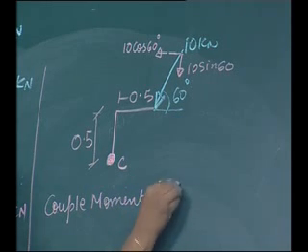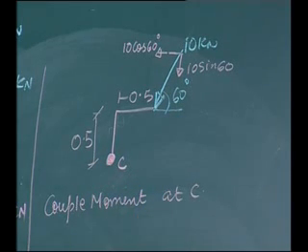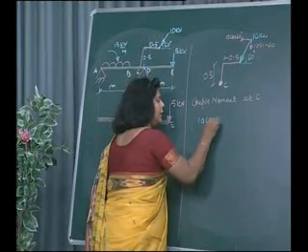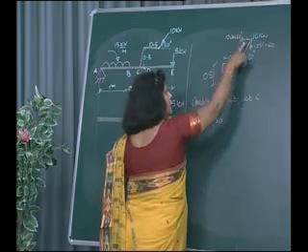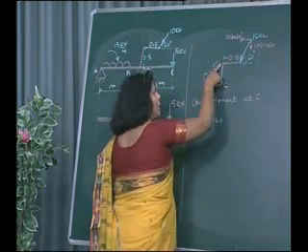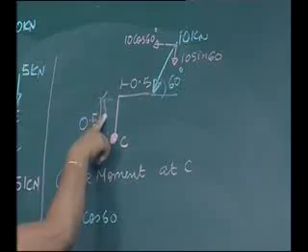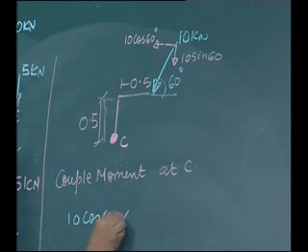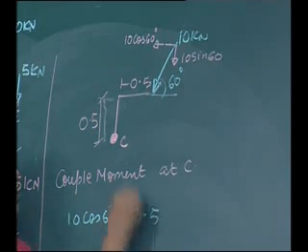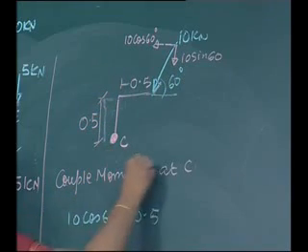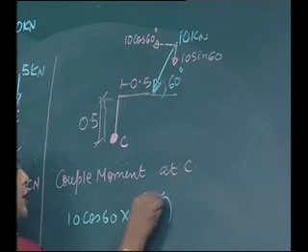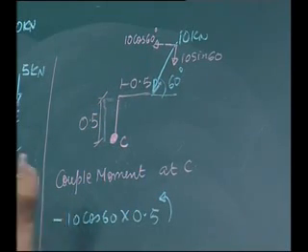So, at point C. Now, we can see that first force is my horizontal force. So, 10 cos 60, that is horizontal. So, it will act over here. So, what is the perpendicular distance? That is this much. So, 10 cos 60 into 0.5. How will it rotate? It will rotate in anti-clockwise direction. So, it will be taken as minus.